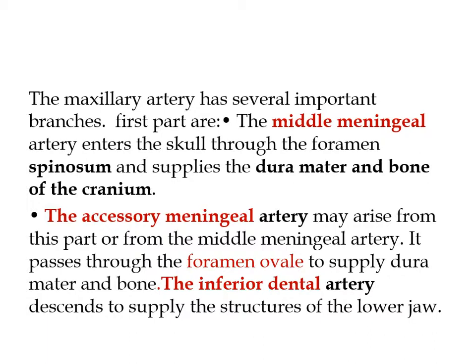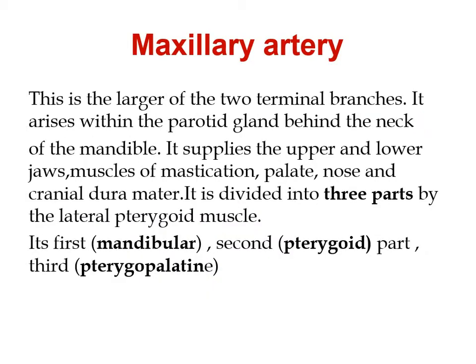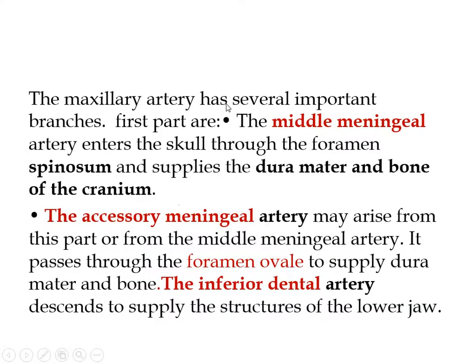So what are the important branches of the maxillary artery? First of all, you have the middle meningeal artery. The maxillary artery has several important branches. The first part includes the middle meningeal artery, which enters the skull through the foramen spinosum. And this is the primary source of epidural or extradural hematoma.